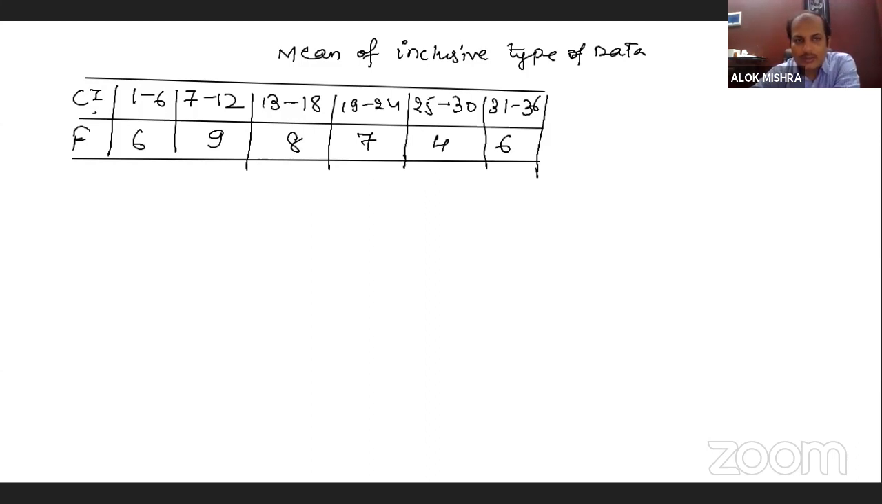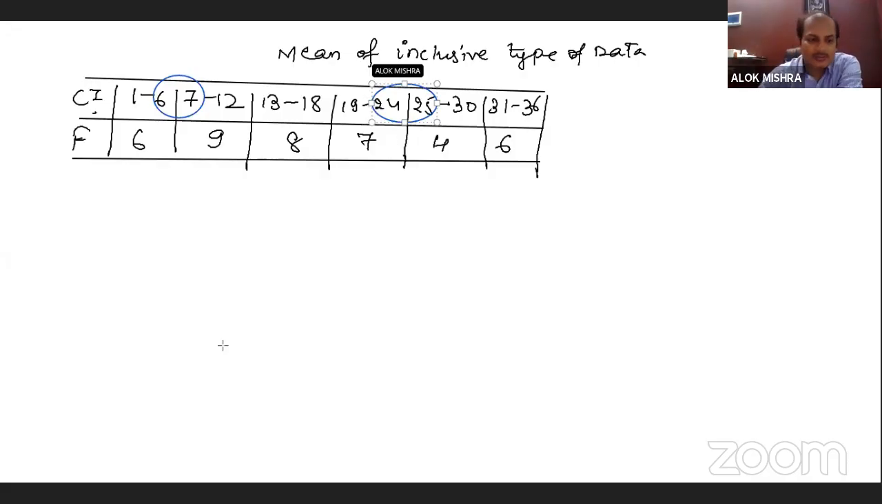When I'm just looking at the data, what I'm able to observe is that the upper limit of the preceding class interval is not the same as the lower limit of the succeeding class interval. Means what? These two numbers, that is 6 and 7, when they're not the same, then it is inclusive type data. Everywhere you can see this, 12, 13 is not the same, or 24, 25 is not the same.